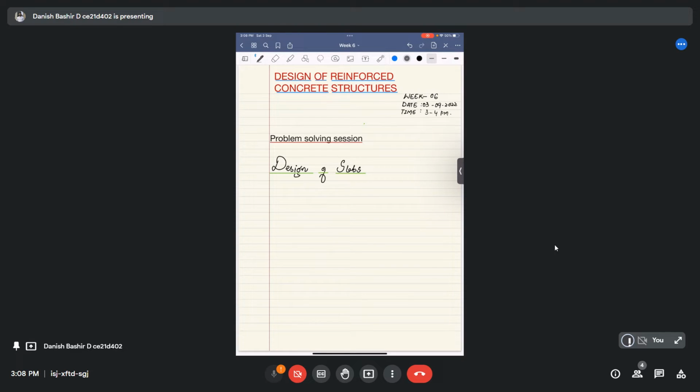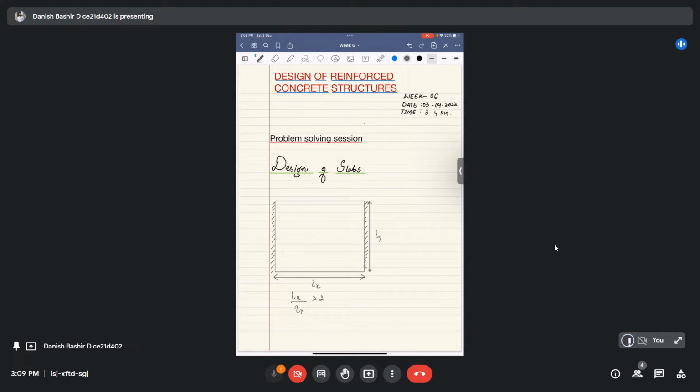For example, this is our slab panel. If this is its longer dimension Lx, and its shorter dimension is Ly, and it is simply supported on two sides, then under gravity loads, either live load or the dead load of the floor system itself, which may include the finish and other materials, if the ratio Lx, the longer dimension, divided by Ly, the shorter dimension, is greater than 2, we treat this as a one-way slab system.